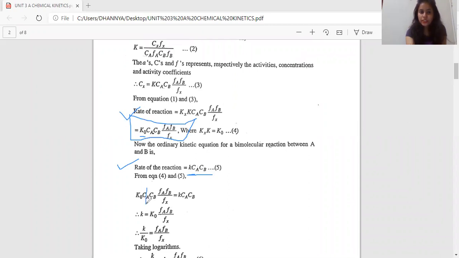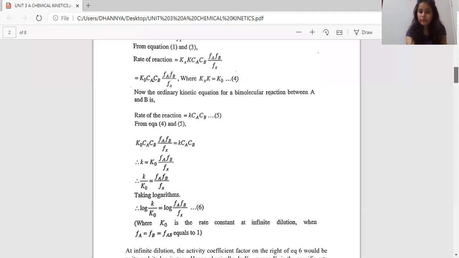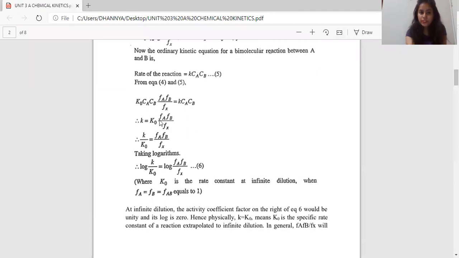Now we can see CA and CB are common on both sides, so we can cancel the concentration of A and the concentration of B from the equation. This equation turns out to be K equal to K0, FA into FB upon FX. If I take log, what I can do is take this K0 to the left hand side of the equation.